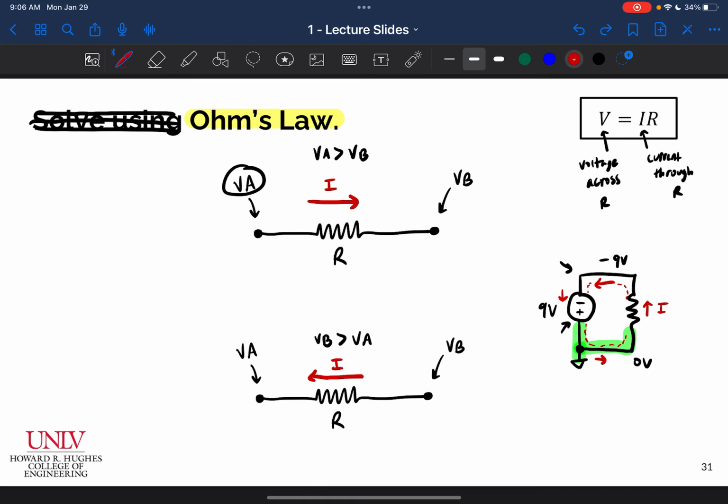Okay, so I just wanted to do a little bit of an overview of Ohm's law, and now in the next slide, the final slide of this section, I'm going to do one last example, and then we will be done with this introductory module.